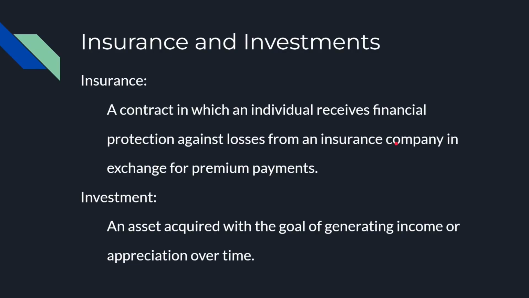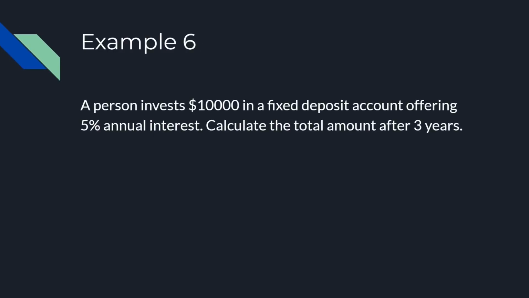Now let's talk about insurance and investments. Now, insurance provides financial protection against potential future losses, while investments are assets purchased with the expectation that they will generate income or appreciate in value. Let's look at an example. A person invests $10,000 in a fixed deposit account offering 5% annual interest. Calculate the total amount after 3 years.